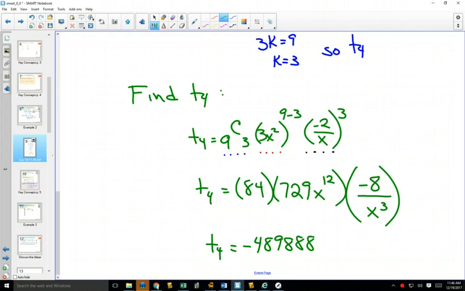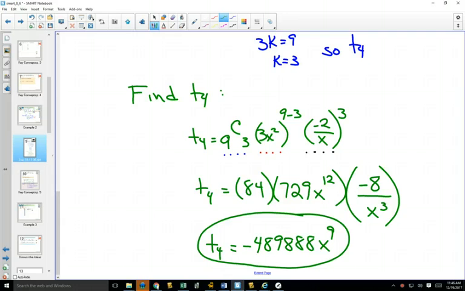And what's going to happen with an x to the 12 on the top and an x cubed on the bottom? It's going to simplify to become x to the 9, which is what we wanted. So now we have found the term that contains an x to the 9.